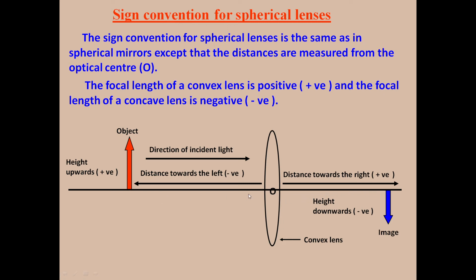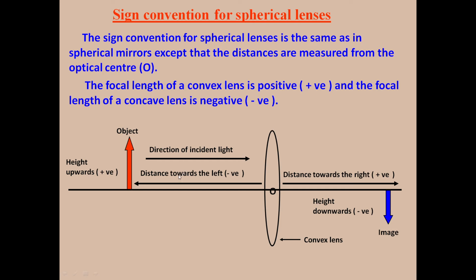As you can see, object is placed on the left side. Therefore, U will be negative. U is object distance. And here in this case, the image is formed on the right side. So, V will be positive here. What is V here? V is image distance. But if we have virtual image, then you know virtual image is formed on the left side of the lens, whether it is concave lens or it is convex lens. So virtual image is always formed on the left side of the lens. So in case of virtual image, V is negative.